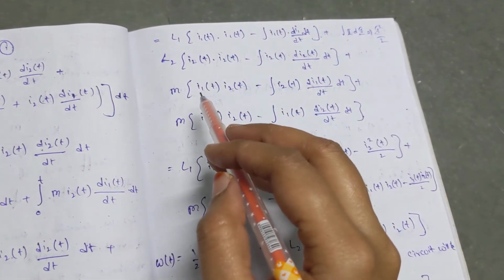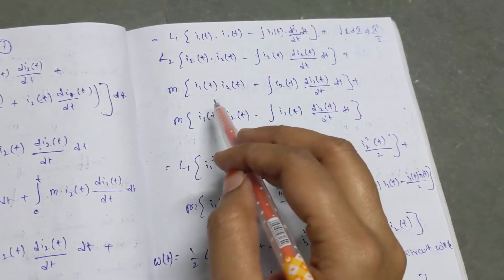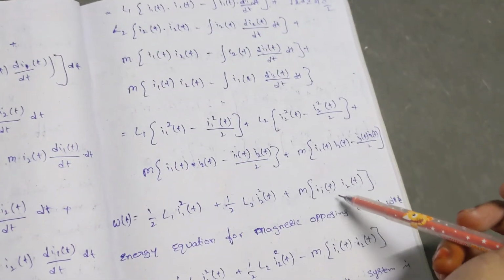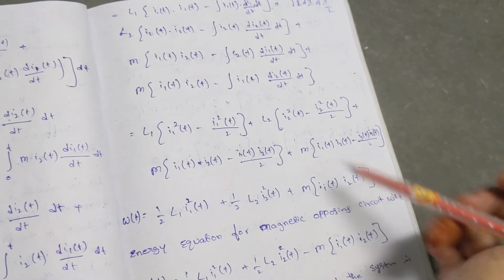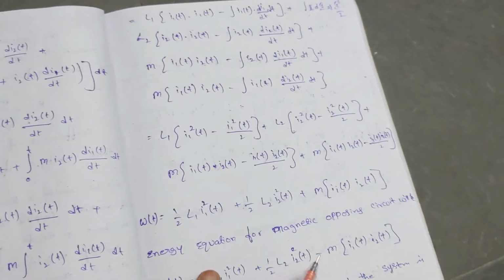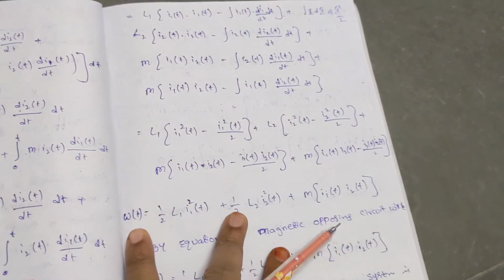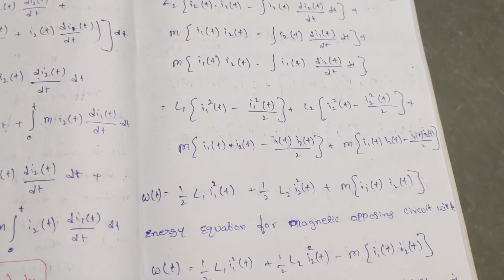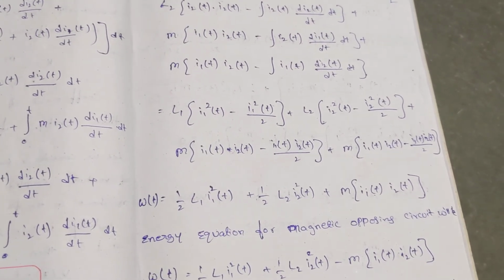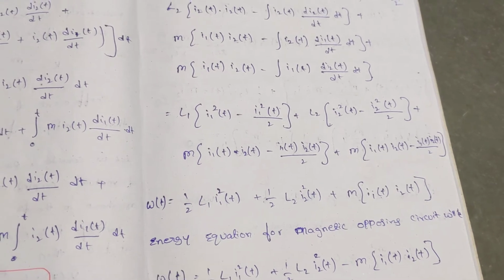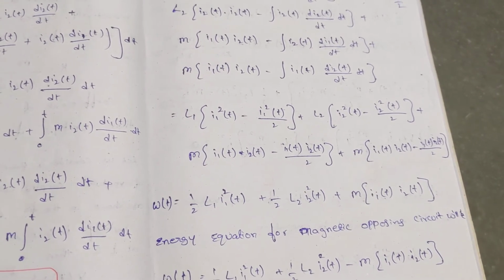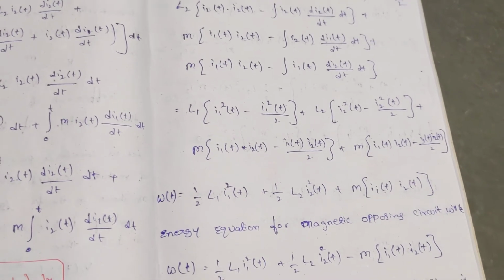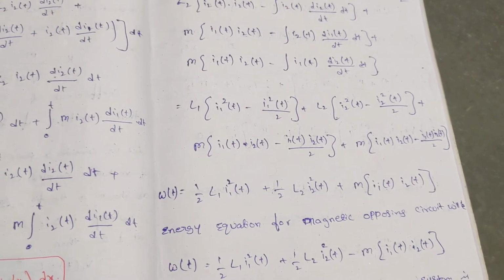And the next one will be the combination of I1 and I2, so M I1 I2. If I solve this, I am not going into detail of each and every step. So the final expression for the energy is nothing but half L1 I1 square plus half L2 I2 square plus M I1 I2. This is for the magnetically aiding circuit.